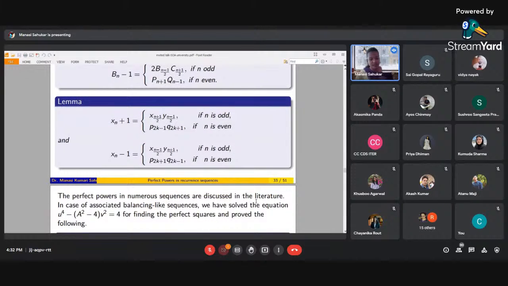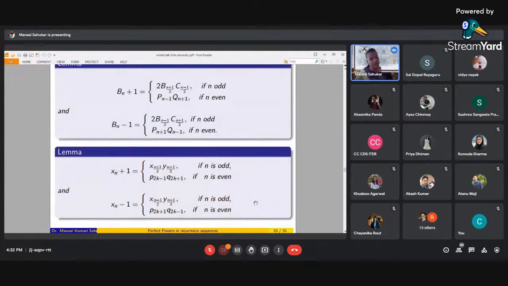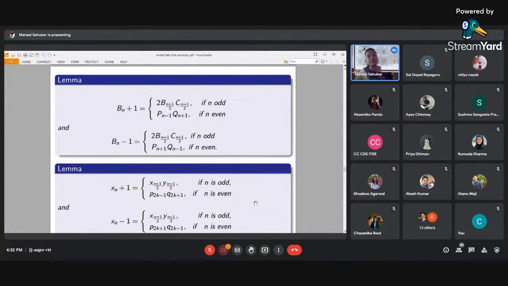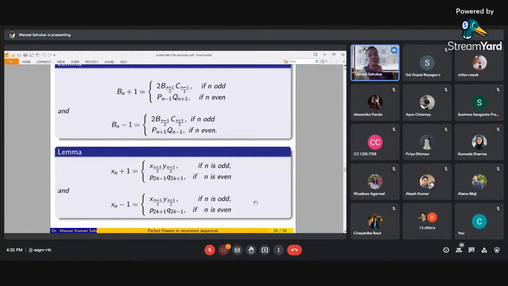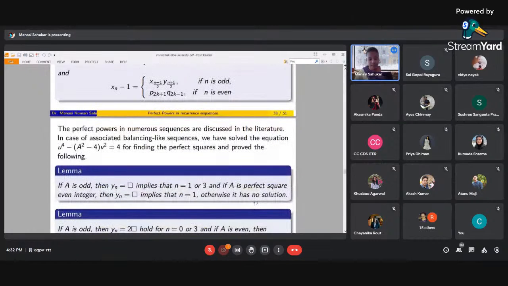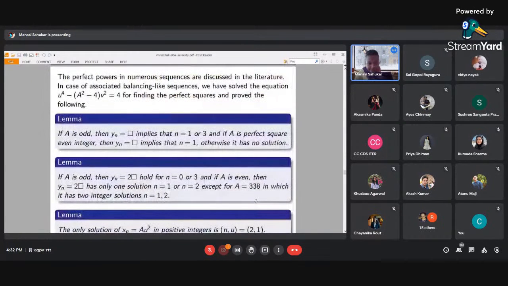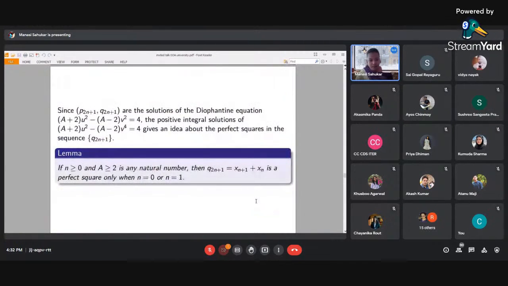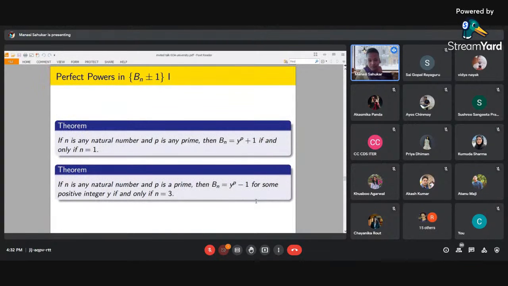And by using the factorization, we have tried to find some solutions, because we already know the properties of the Pell sequence and Pell-Lucas sequence, and some properties of the balancing and balancing-Lucas sequences. So by using that, and by using this factorization, we tried to find the solution of this. Okay, so we're getting only one.